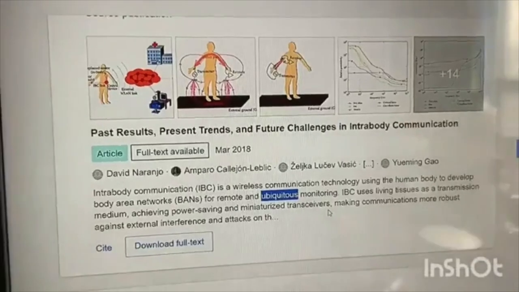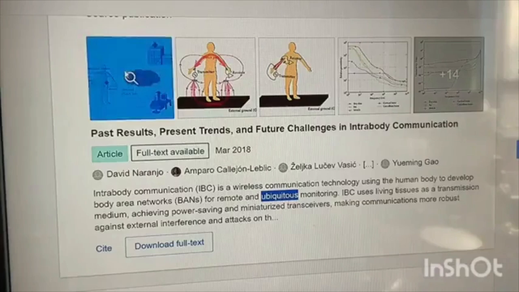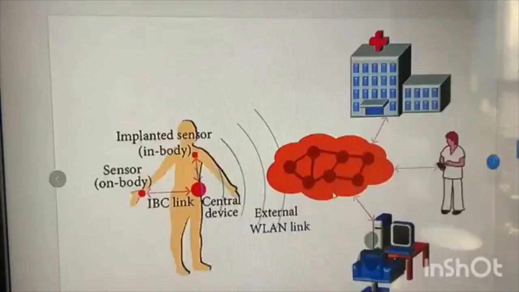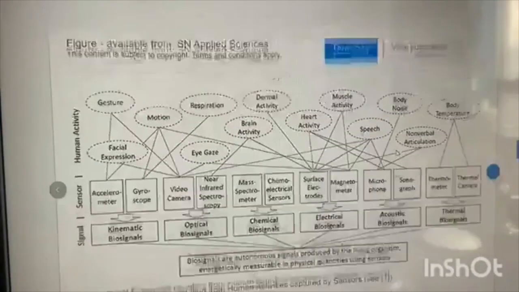So, constant monitoring. Intra-body communication uses living tissues as a transmission medium, achieving power-saving and miniaturized transceivers, making communication more robust against external interference and attacks. Why would we be worried about that? Because as you can see, your body is connected to the internet. Period.